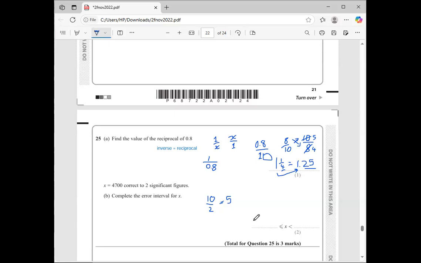So if I subtract 5 from this, that's going to be 695. And then if I add 5 to this, that's going to be 4,705. Okay, so help me confirm. Is this correct? Oh, yes, correct.